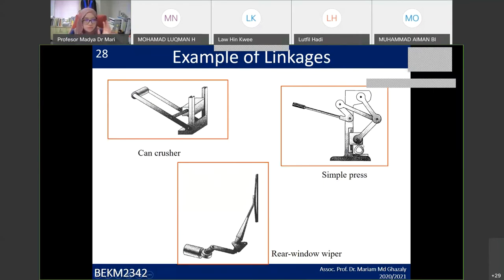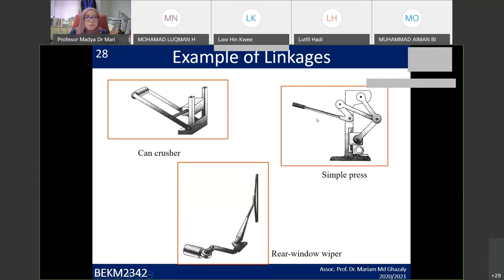So just go through, look at the example. Identify which part is the linkages, which part is the joints, and what happens when you move one part. Identify first which one is the fixed point, which one is the moving point, and what motion you actually want to have for the different types of linkages. For example, for the can crusher, what type of motion do we need, rotary and so on.